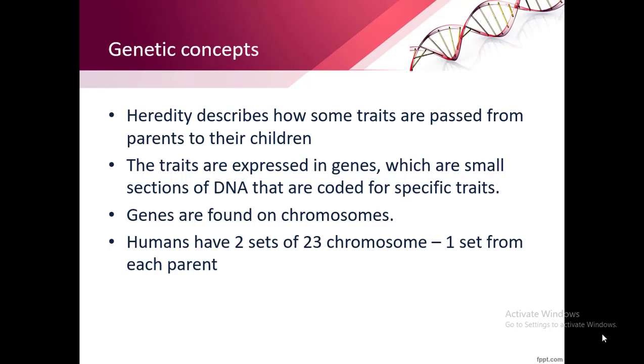The genes are small sections of DNA that are coded for specific traits. They are found on chromosomes, and the chromosomes are found in normal human beings in two sets of 23 chromosomes. One set comes from each parent.